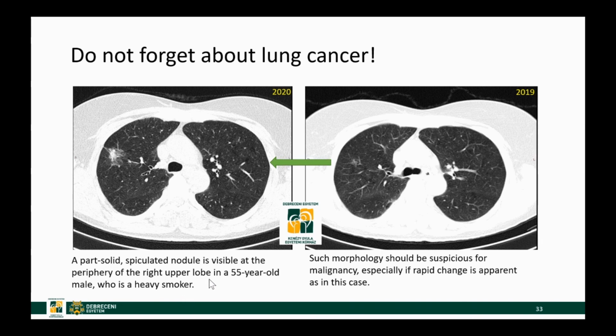And to illustrate this, here is the CT image of a 55-year-old male who is also a heavy smoker, and we saw this large right upper lobe part-solid nodule, which showed a considerable amount of change compared to last year's image. Even in 2020, this peripheral area with increased opacity should not be regarded to be the result of anything else other than lung cancer. So please do not forget about lung cancer.